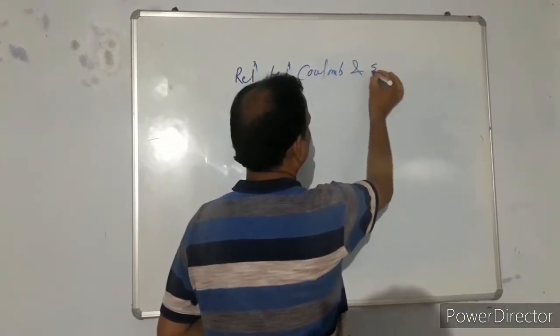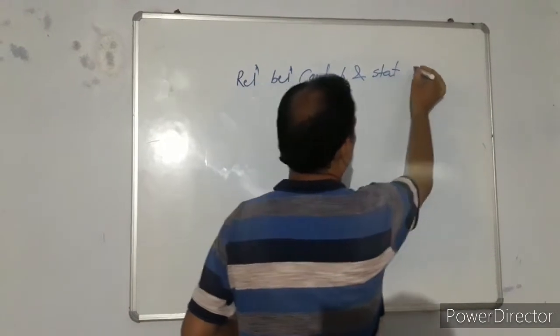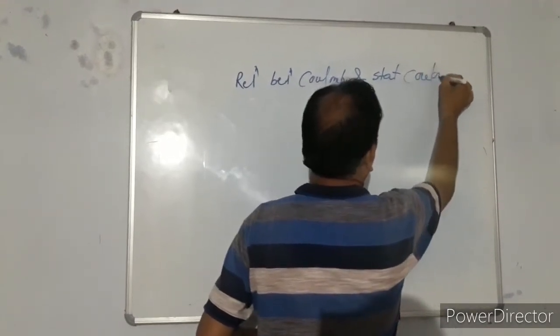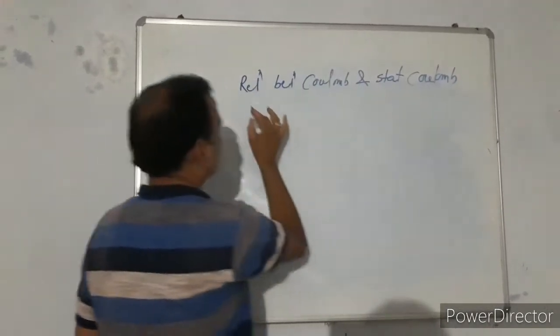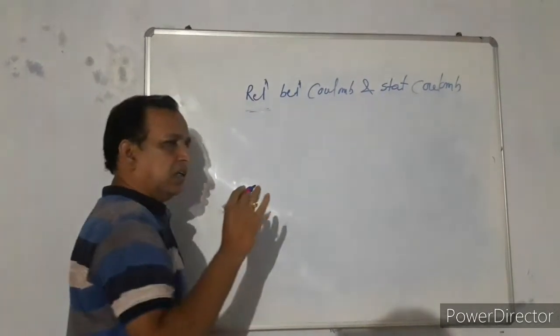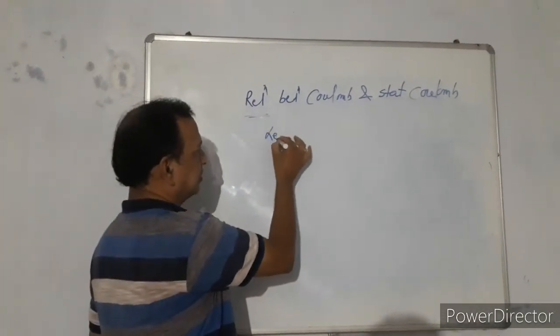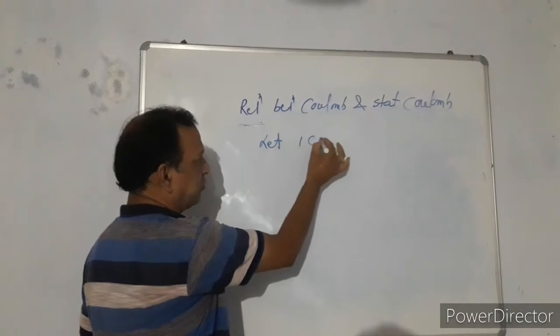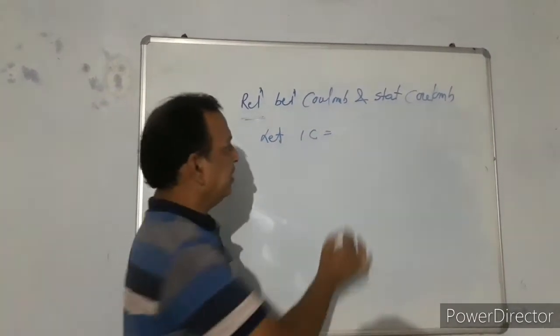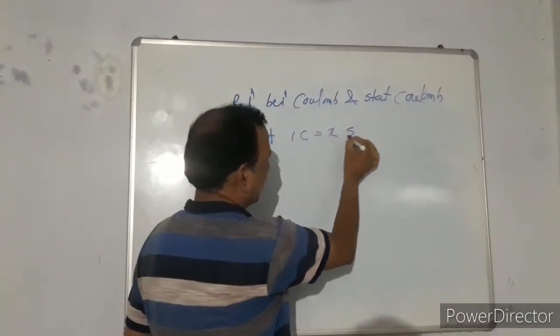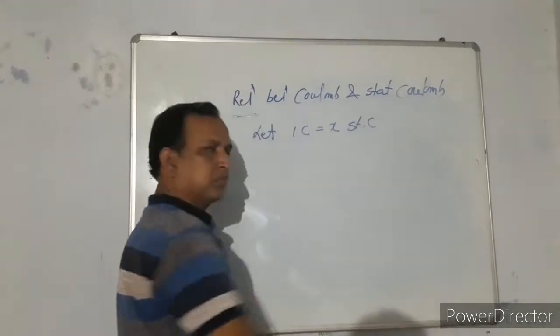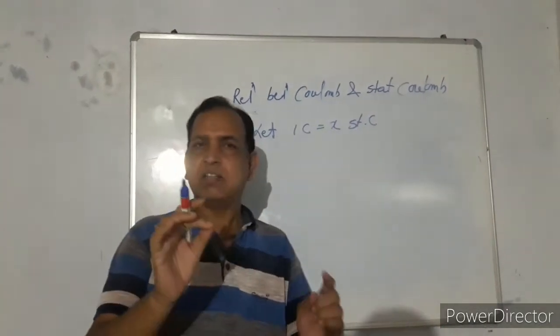Coulomb and stat Coulomb. Let 1 Coulomb be equal to x stat Coulomb.